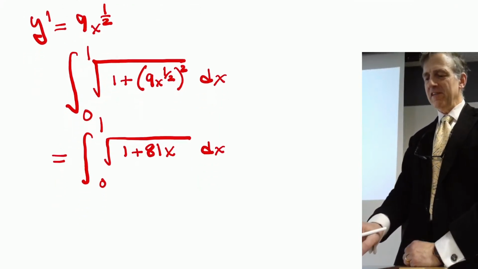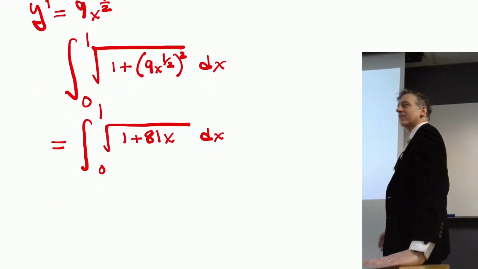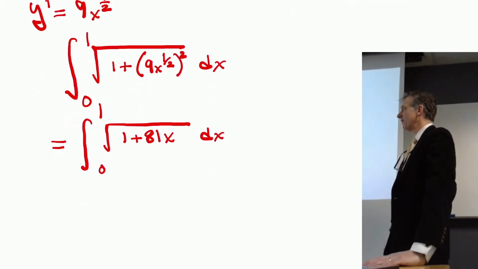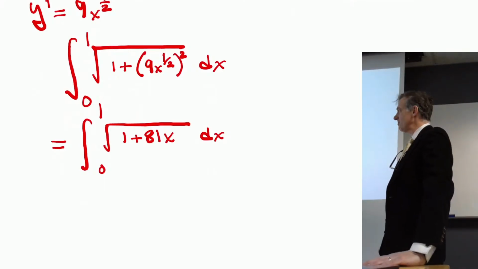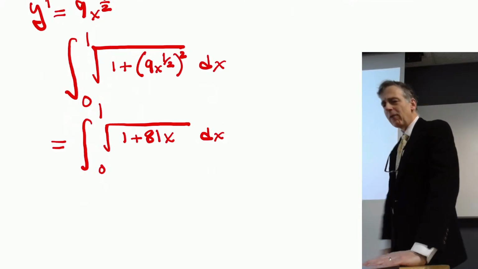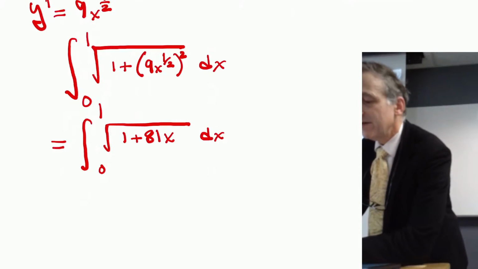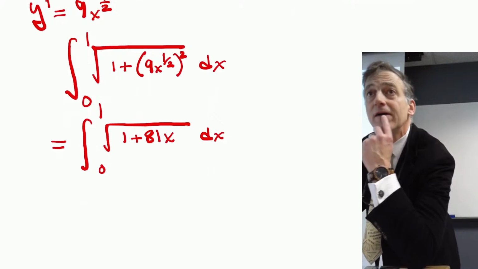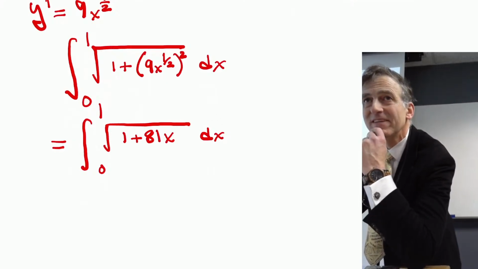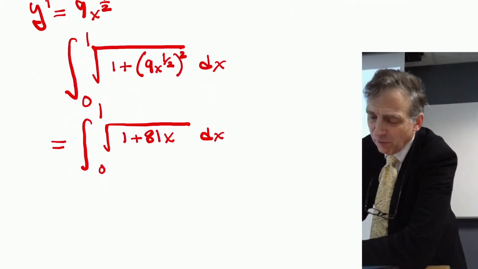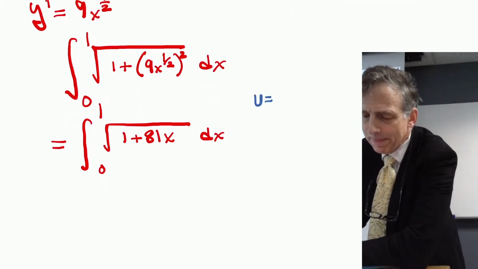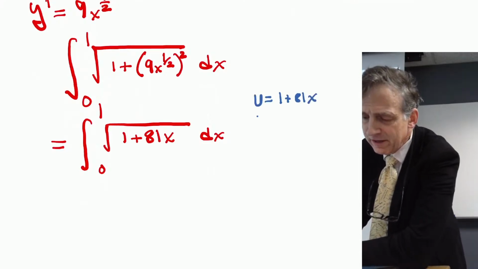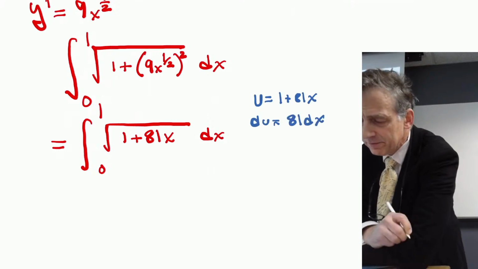This one is pretty easy. Anytime there's a linear function like this that I'm going to substitute for, I usually skip the whole substitution. But I can do substitution if you want me to. Maggie, what would you like me to do? Should we actually write down the substitution, or do you just want the answer? Write it down. Okay, let's do it. What would u be for this? 1 plus 81x. All right, and then du? 81 dx.